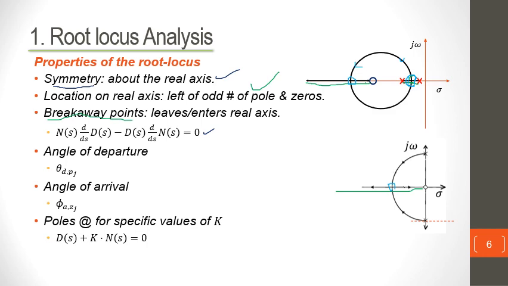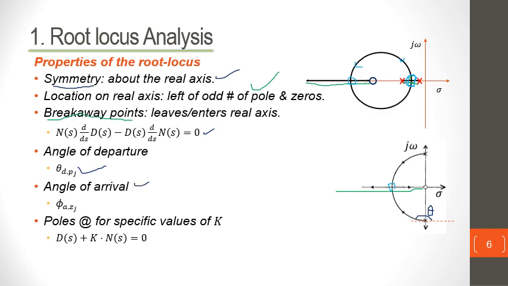Another important piece of information that you can calculate is called the angle of departure or angle of arrival. The angle of departure is the angle at which the root locus leaves an open loop pole. So here, for instance, you see we have an open loop pole here, and this angle, theta, is called the angle of departure.